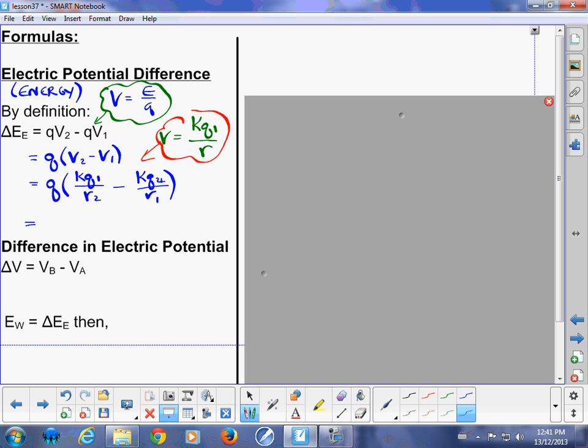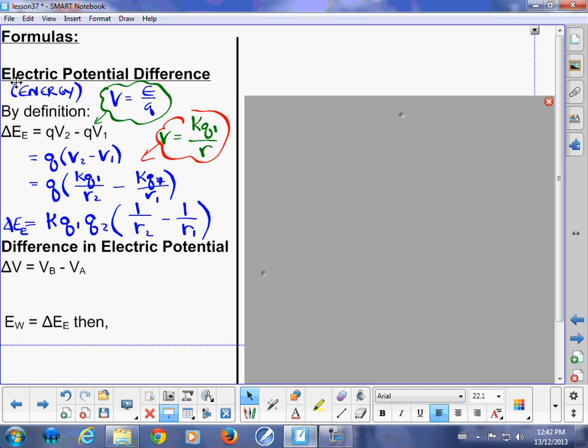Oops, sorry, that should be a 1. My mistake. In the final step here, the k and the Q value are the same, because we're talking about the same particle, just at a different distance. k is common, and Q1 is coming out of the brackets. The Q out front, I'm going to call it Q2 because it's the charge that's creating the electric field. That leaves us with 1 over r2 minus 1 over r1. So there is our formula for the change in electric potential energy. That formula deserves a red box.